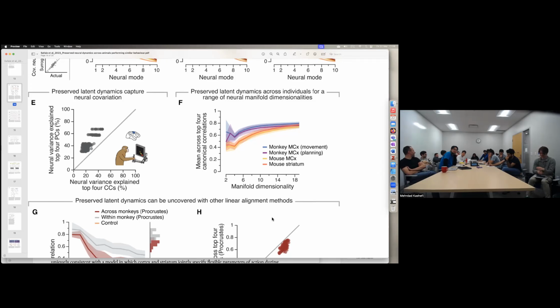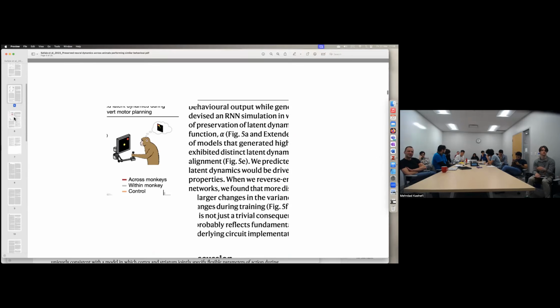Okay, I have another question. I was quite surprised by extended data figure 6C, because striatum is similarly preserved, motor cortex and striatum similarly preserved.